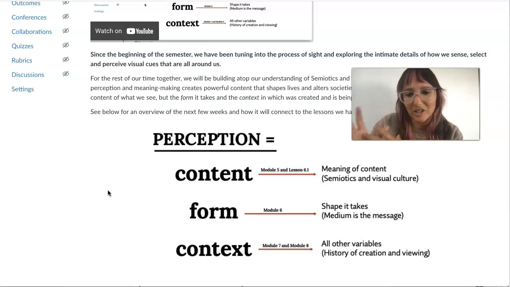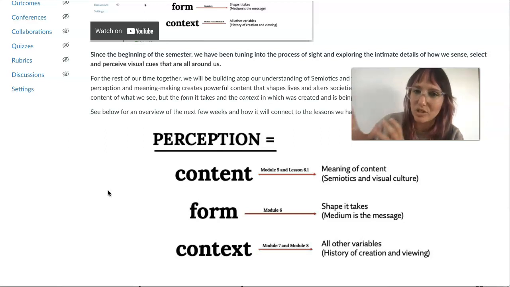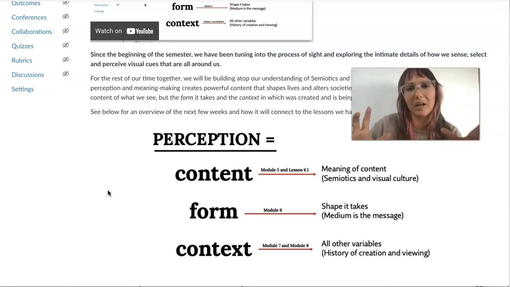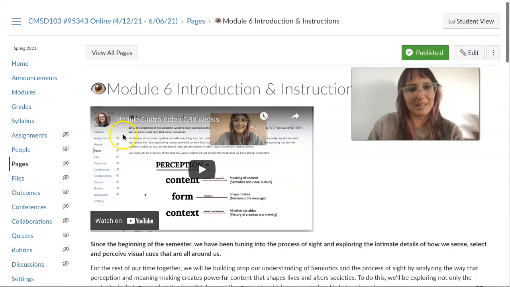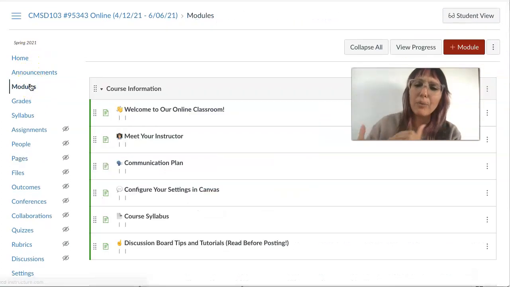And then a little bit later next week, and then through your visual analysis, which is your final, which you will be preparing for and completing during Module 8, we will be talking about the historical context of a message's creation and of a visual message's viewing, and all of these things come together to help you perceive. And perception really is an explanation of how we see the world. So that's why this module is called that, and how we will be exploring it.